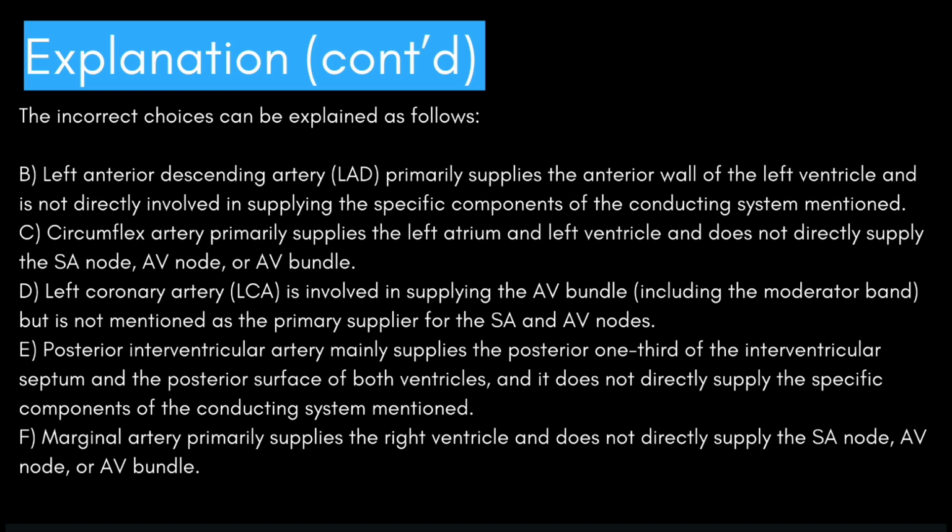Posterior interventricular artery mainly supplies the posterior 1/3 of the interventricular septum and the posterior surface of both ventricles, and it does not directly supply the specific components of the conducting system mentioned. Marginal artery primarily supplies the right ventricle and does not directly supply the SA node, AV node, or AV bundle.